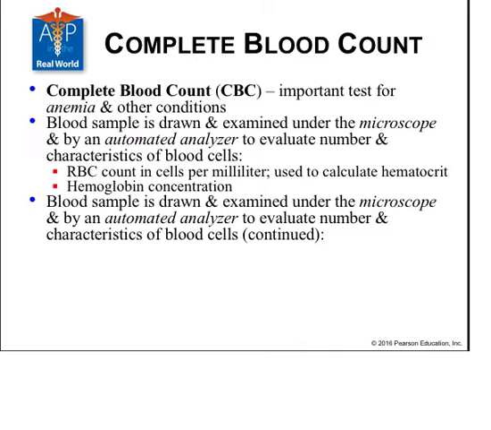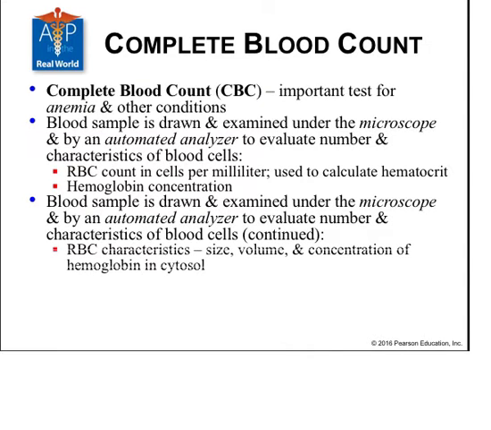The blood sample is also drawn and examined under the microscope and by an automated analyzer to evaluate the number and types of blood cells. The red blood cell characteristics include size, volume, and concentration of hemoglobin in the cytosol, the platelet count and volume, and the type and number of different leukocytes. And then what the physician can do is compare those numbers to ideal numbers and determine whether or not you have a particular disease.